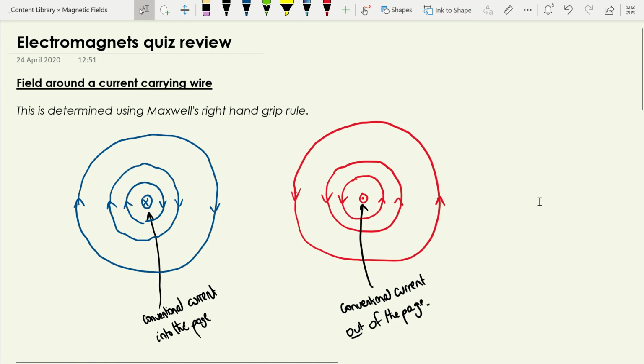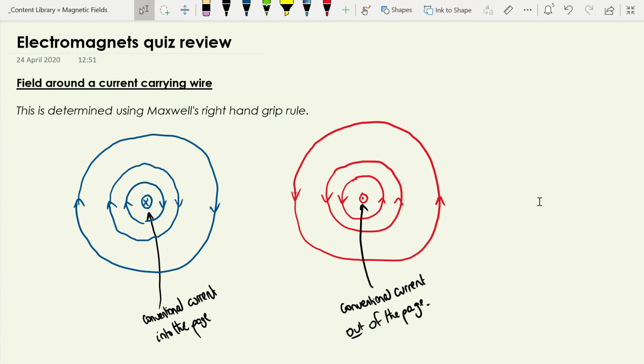To work out the direction of the field lines, we need to use Maxwell's right-hand grip rule. Basically, you take your right hand and you make a thumbs up, and your thumb points in the direction of conventional current. On the left, you can see there's a diagram with conventional current going into the page. That's what the X means.